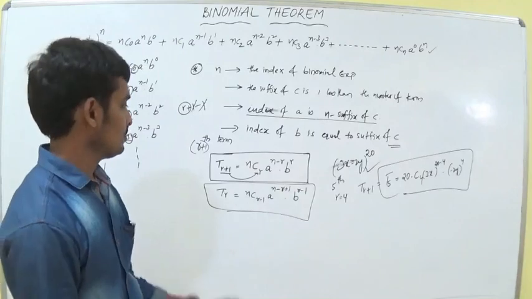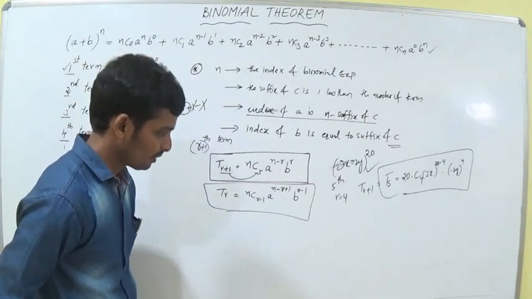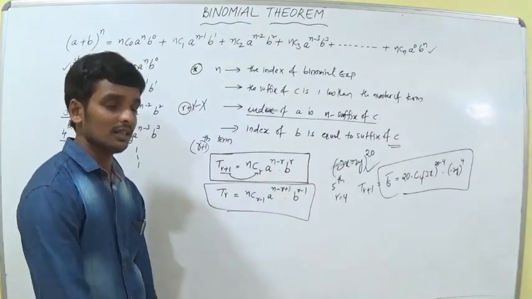So T(r+1) is equal to nCr a power n minus r into b power r. If you want to write the rth term, you can write like this.